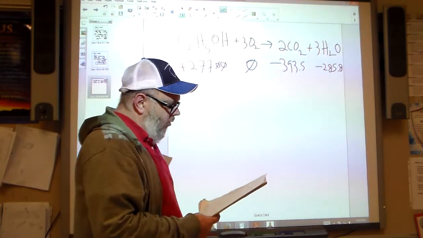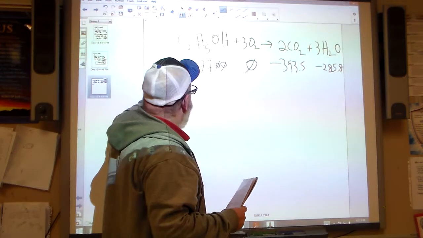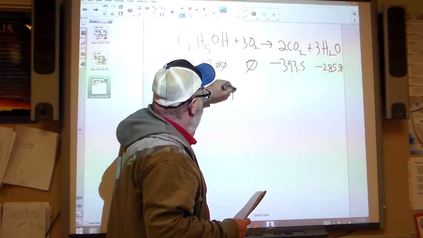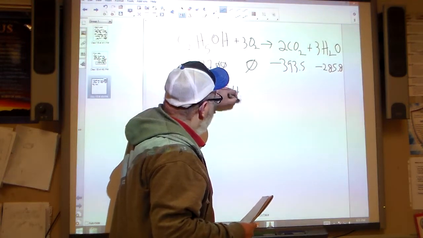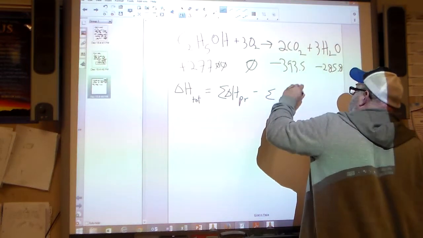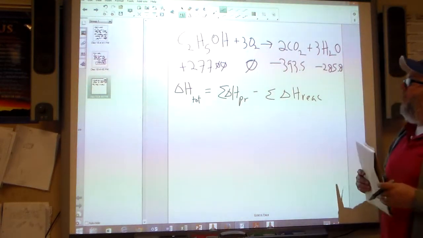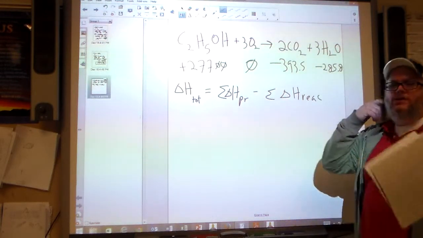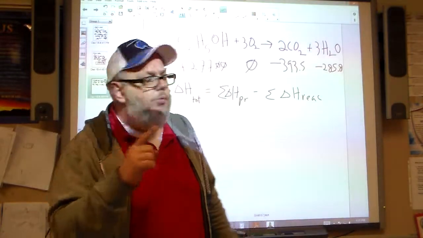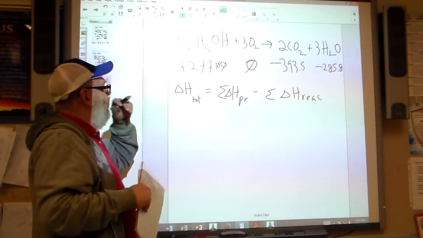Okay, so now let's remember our formula. Our delta H total is equal to the summation of delta H products minus the summation of delta H reactants. So let's plug this in. What is it going to look like? I'm not going to crunch out the numbers for you on this one. You can do that on your own, but I am going to plug in what we have here for the formula.